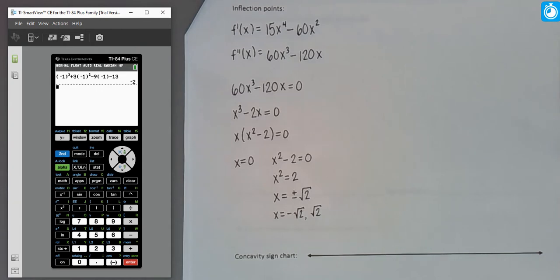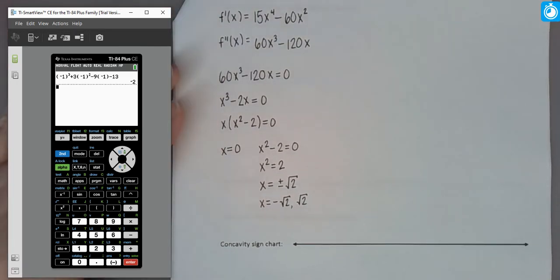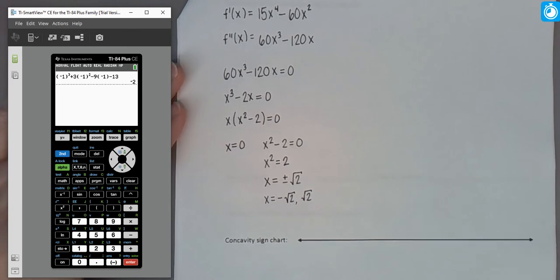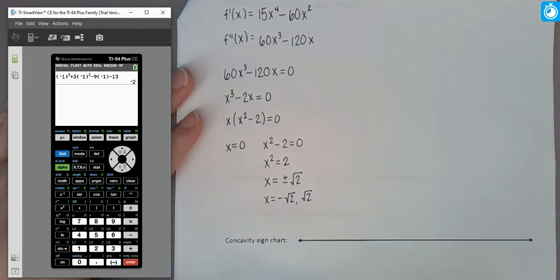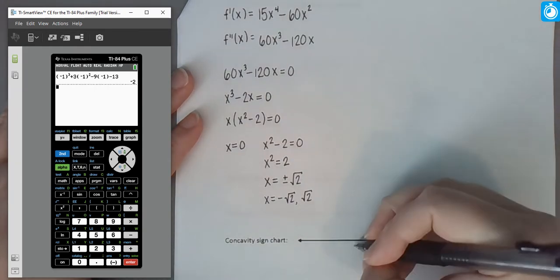So these three x values, notice one of them is rational, two of them are irrational. These represent the locations where we have points of inflection. So we'll find the actual associated y values in a moment. Let's just look at concavity right now. So we have three different locations where our concavity changes.